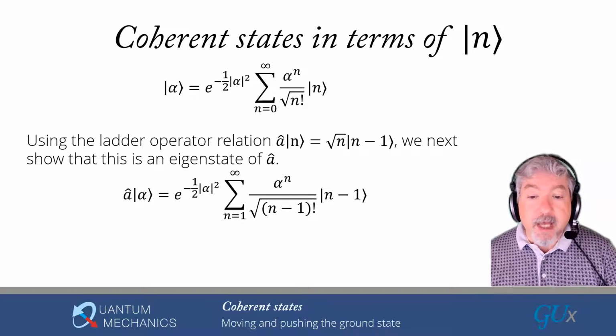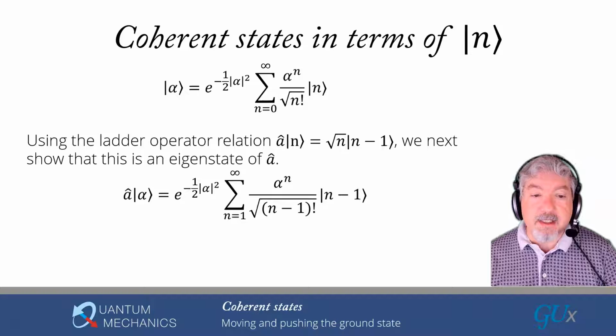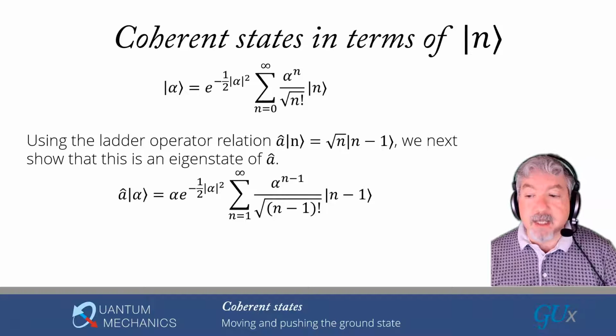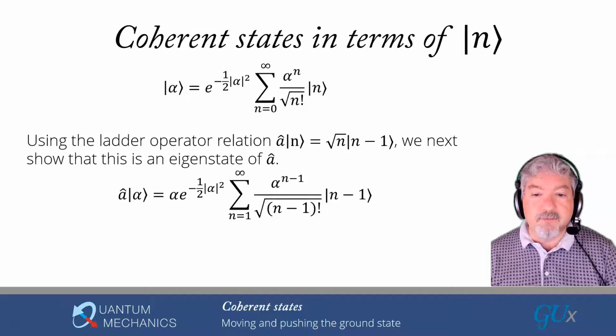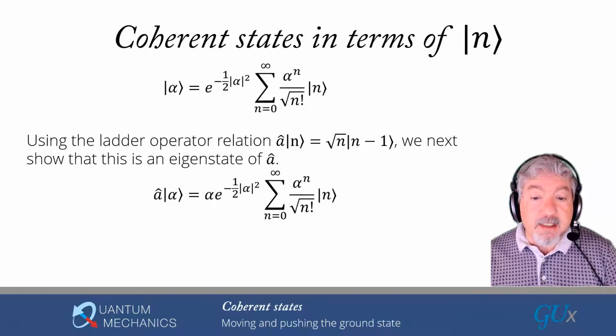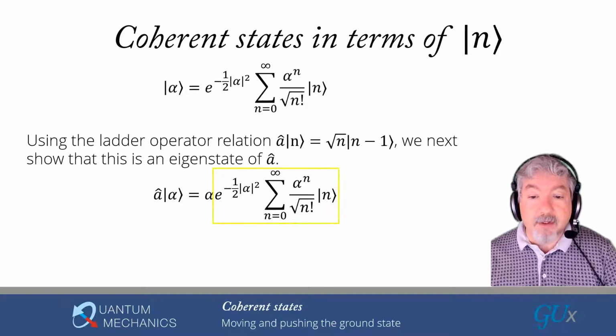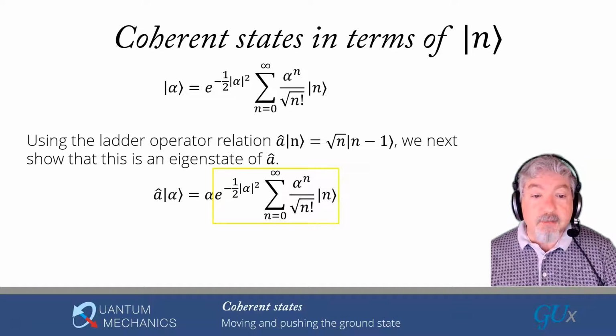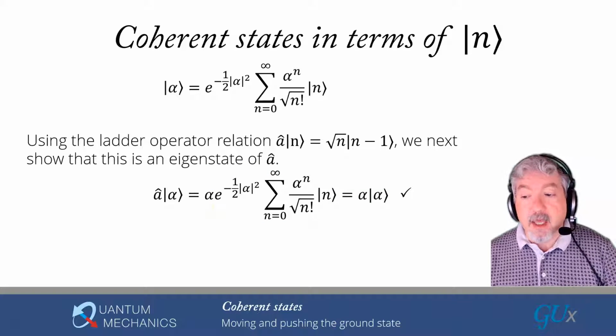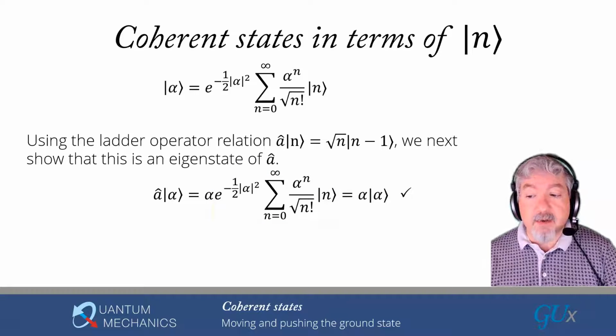Now I also can pull out a factor of alpha from this and make it an alpha times alpha to the n minus 1. And now I simply shift n goes to n plus 1 in the summation. So I make it go from 0 to infinity. And you recognize here that we now have the coherent state. So I can replace the coherent state and I have verified the eigenvalue-eigenvector relationship. So we can do it this way as well.